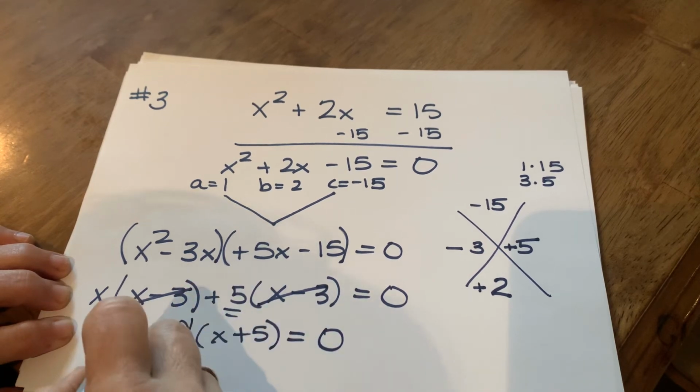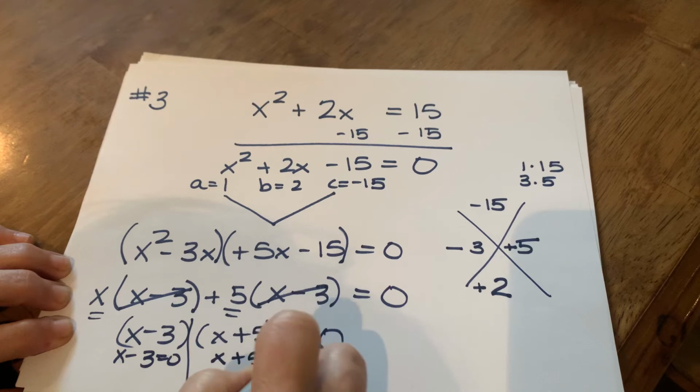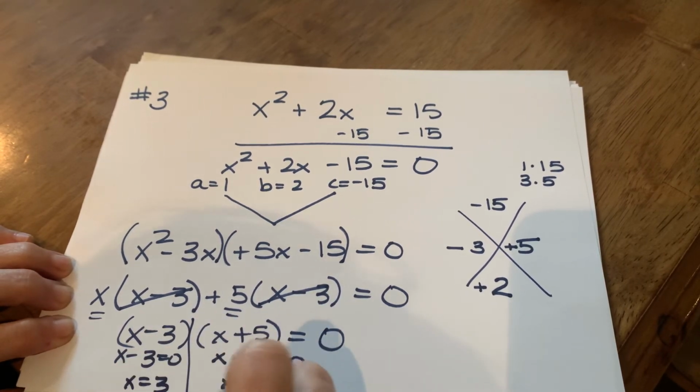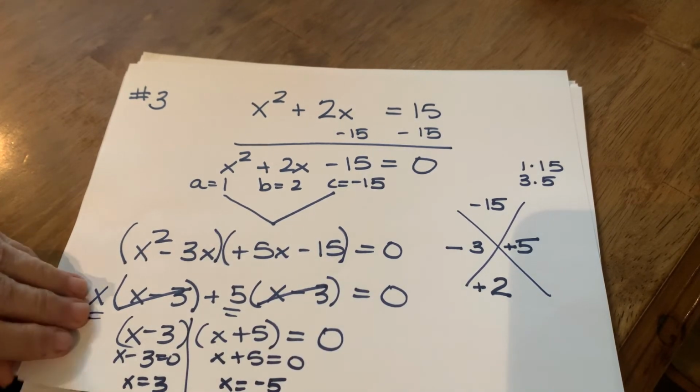Okay, now we're going to separate, and then solve. So you can see that the signs would change. I'm kind of running out of room on the bottom there. And then that would be our solutions.